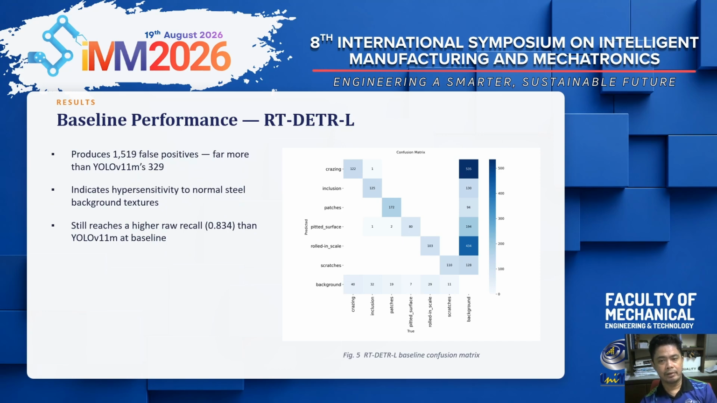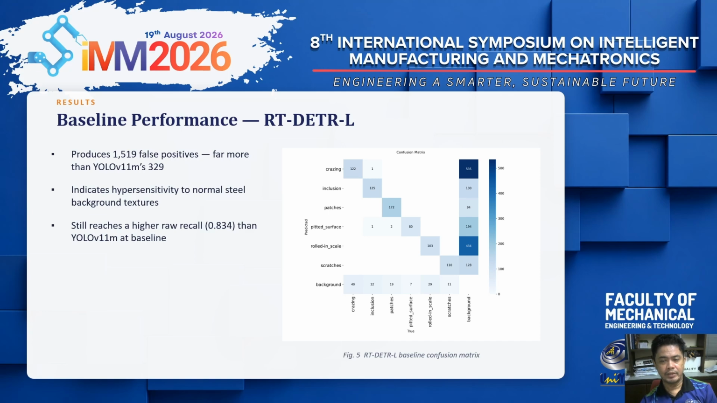Now let's look at RT-DETR. Its per-class recall is actually strong across the board. Pitted surface reaches 92%, and its weakest class is the same as YOLOv11, which is crazing, but at about 75%, which is much better than YOLOv11M's 54% on the same defect. So RT-DETR is generally better at catching this hard, low-contrast defect.